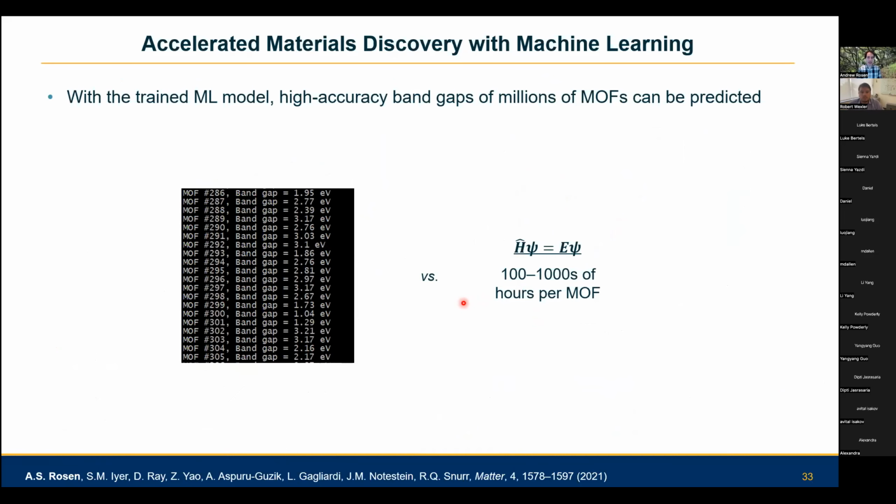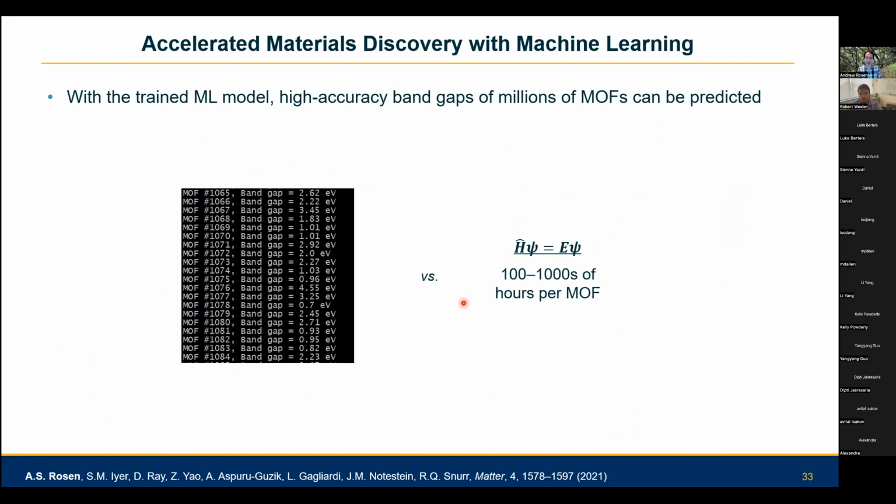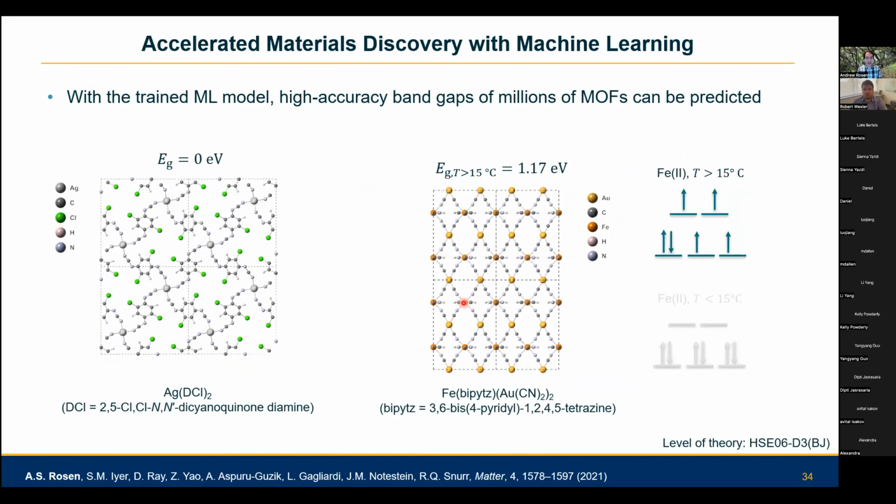So with this trained machine learning model, what can we do? Well, we can predict high accuracy band gaps at a variety of levels of theory really quickly, much faster than we can do with DFT alone. I want to highlight just a couple of interesting examples that are admittedly somewhat arbitrarily selected, but are meant to make a point. On the left-hand side is one material that the machine learning model identified as being metallic, which again is quite rare for framework solids. It's the silver-based cluster, or framework material, here. This has actually been known in the literature to be metallic, so that was very reassuring.